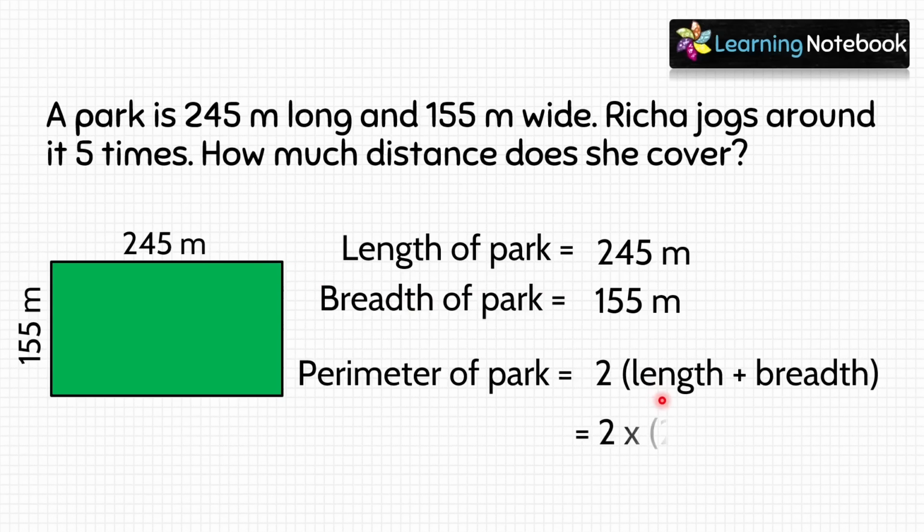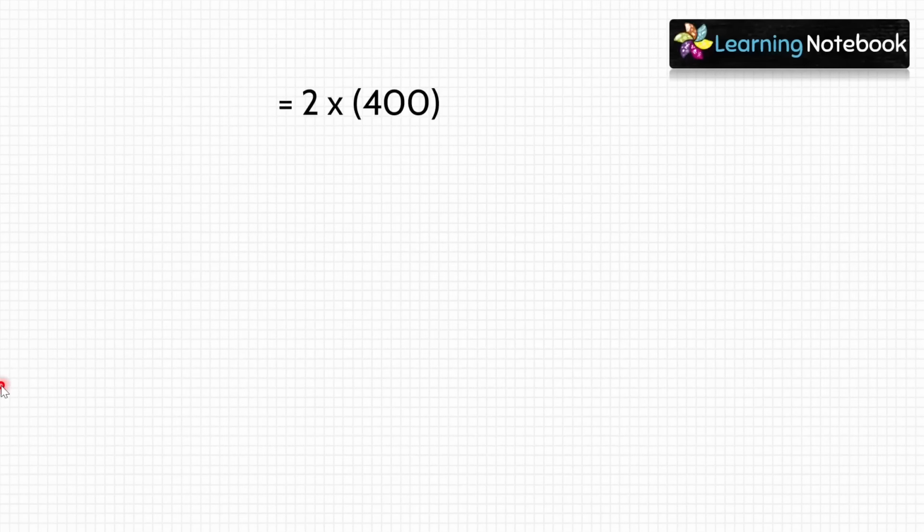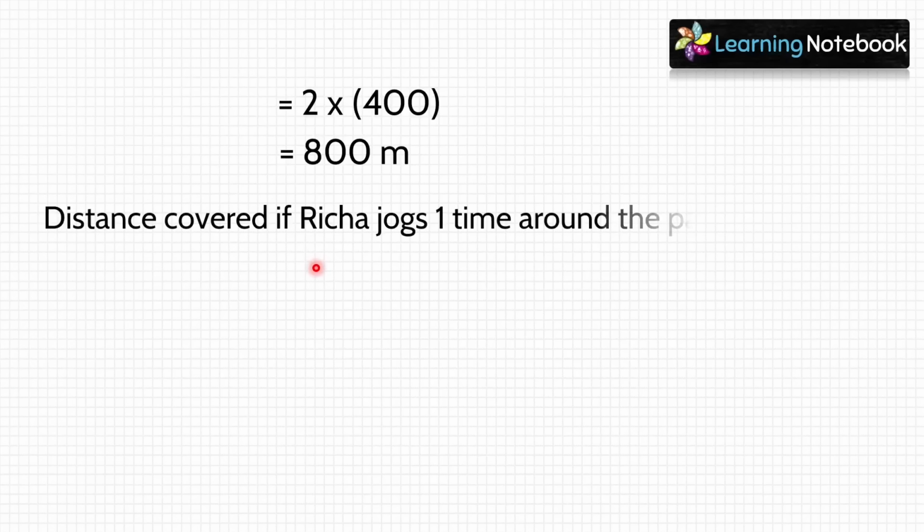Let's put the values here. Length equals 245 and breadth equals 155. And 245 plus 155 equals 400. So we get 2 into 400, which is equal to 800 meter. So this is the perimeter of the park, or we can say this is the distance covered when Richa jogs 1 time around the park.